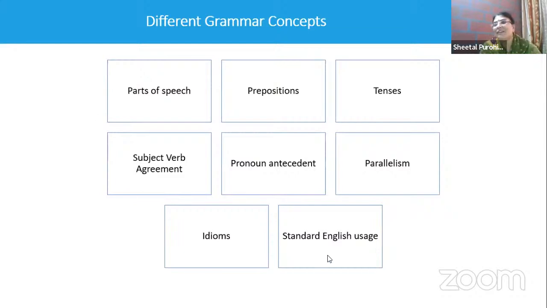Then standard English usage. What are the different words which we have to use? Commonly confused words are there. In a particular context, which word should be used? That all falls under the standard English conventions. So we have to follow grammar, we have to follow the punctuation, we have to follow the style, the formal or informal tone, depending upon the kind of topic which has been discussed. This is all called the standard English conventions, right?